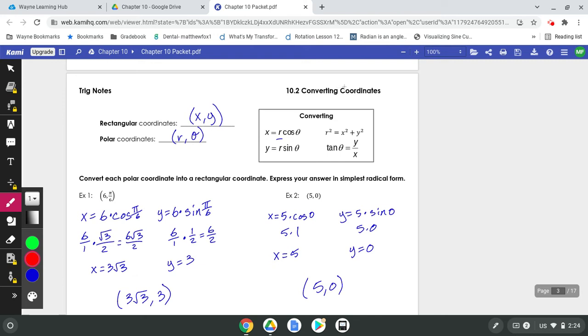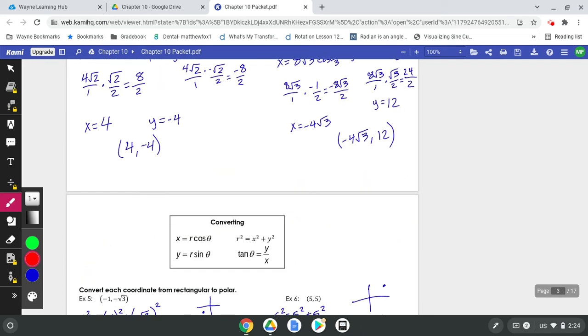Next, we talked about converting between the two. If you have rectangular coordinates and you're trying to go to polar, you plug them in on the right side here. If you have polar coordinates and you're trying to go to rectangular, you plug them in here on the left. So that's one thing we've also covered this chapter.